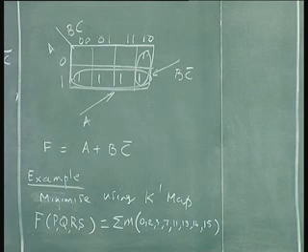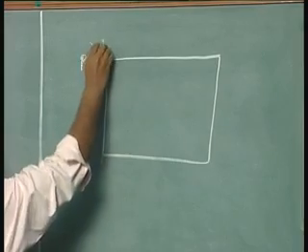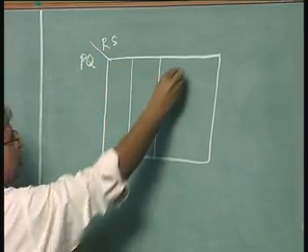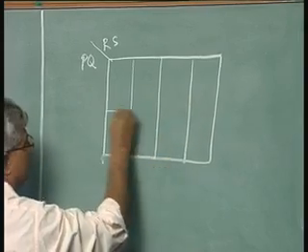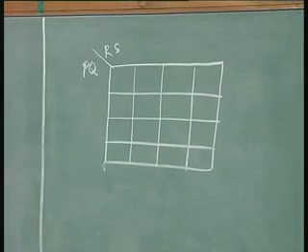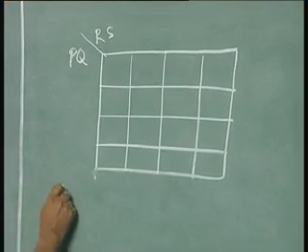We will have 4 variables, PQRS. 16 cells must be there. This is the map, the K map of 4 variables.